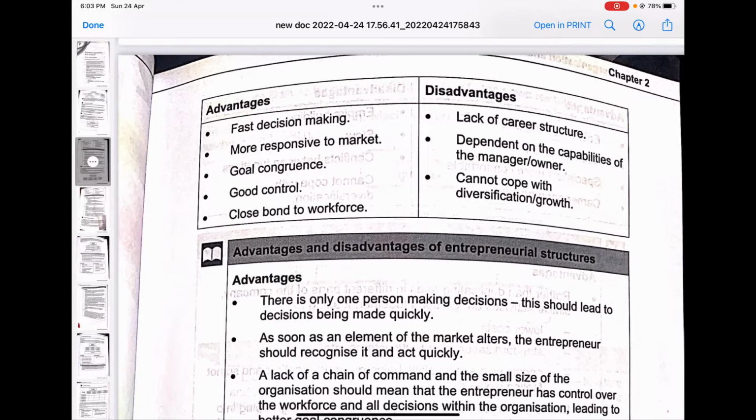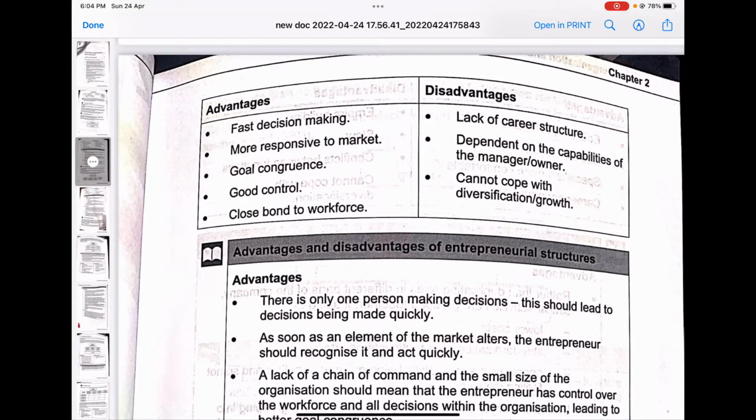So what are the advantages we have seen in the entrepreneurial structure? Very easy: fast decision making, more responsive to market, goal congruence, good control, and close bond to the workforce. Very basic, very easy. Now coming to disadvantages.